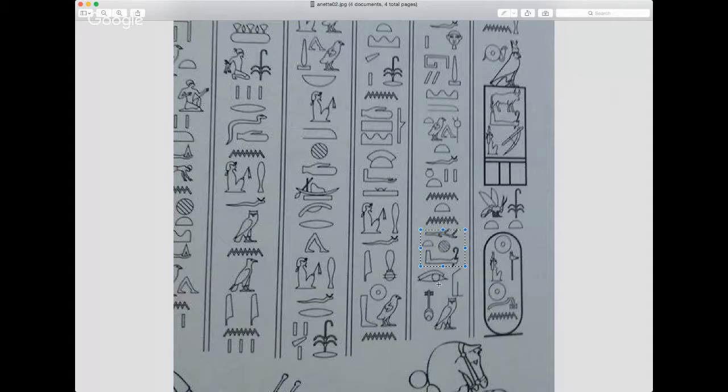Anybody else want to chime in? I'll keep going a little bit, because I want to go over to the third column.